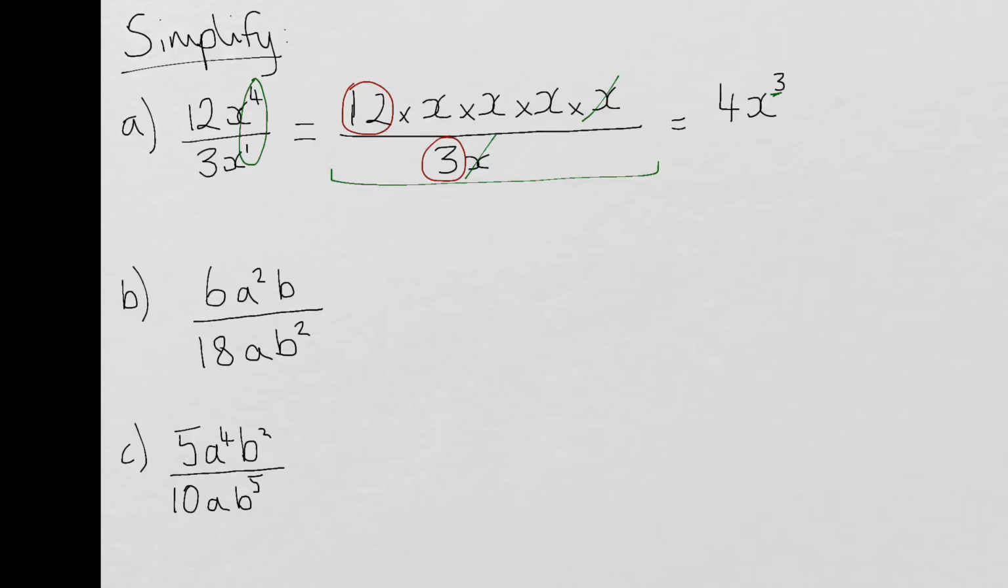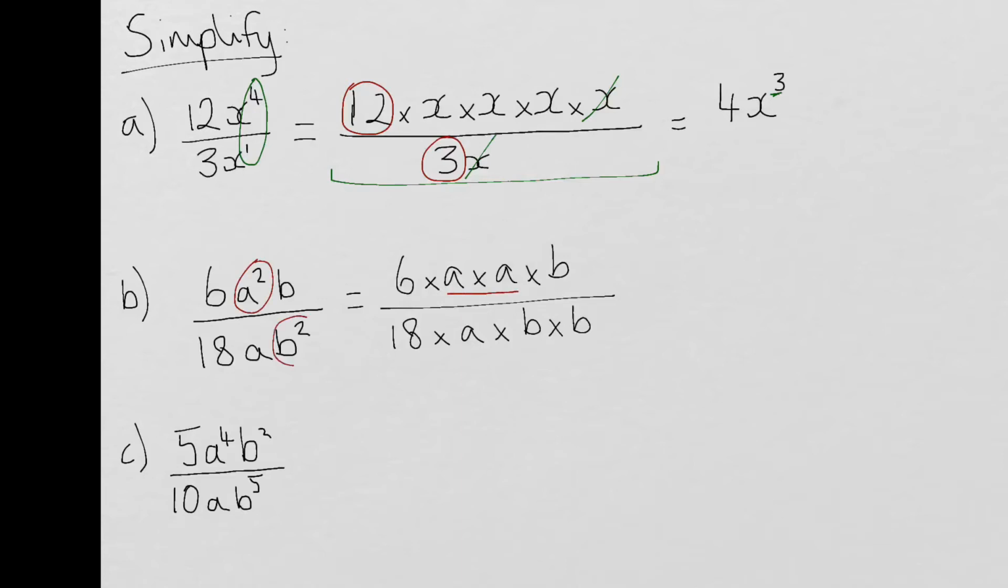I've got 6a squared b. So if I were to write that out, that's 6 times by a times by a times by b. And I've got all of that divided by 18 times by a times by b times by b. Because obviously the a squared is where I've got the a times by a, and b squared is the reason I've got b times b.